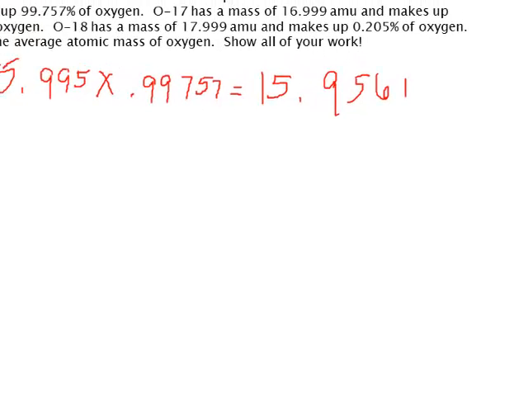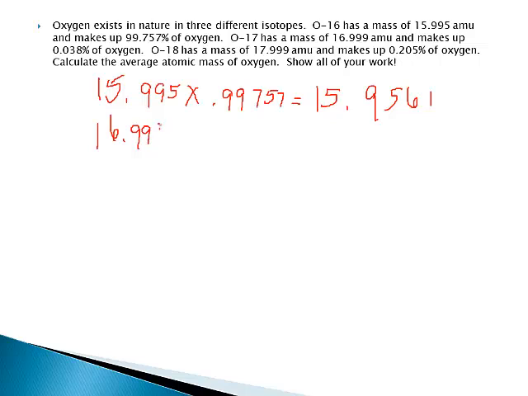Okay. The next one has a mass of 16.999. And you're going to multiply that times its relative abundance, which is really, really small. So please be careful when you're taking this to a decimal, because even though it's already in a decimal, you still have to move your decimal place 2 times. So this is actually going to be 0.00038. So that's going to give you 0.00646.